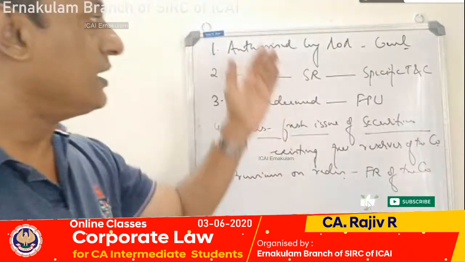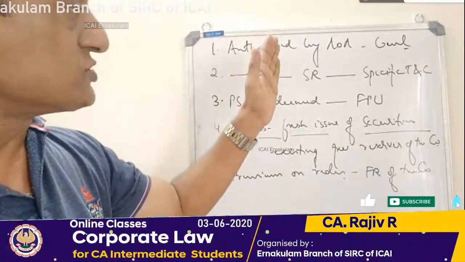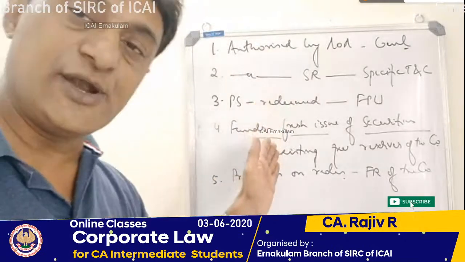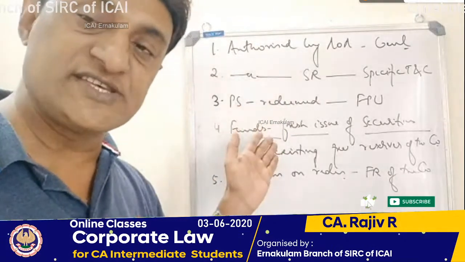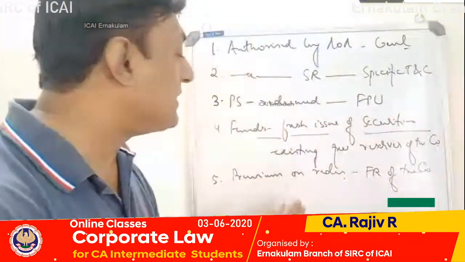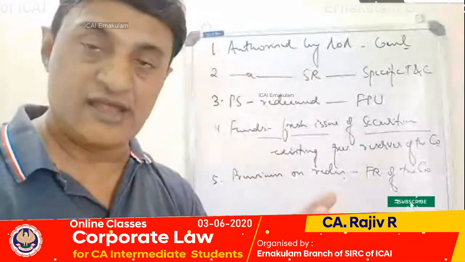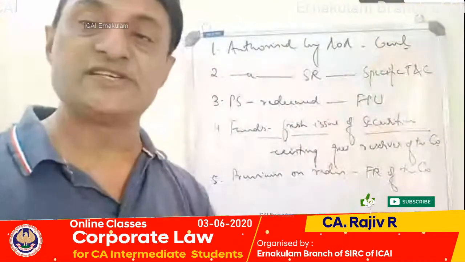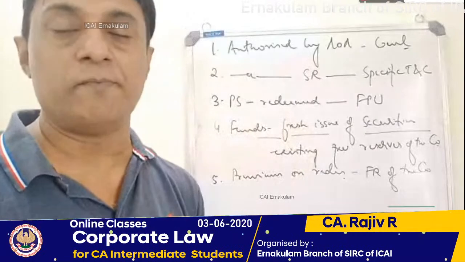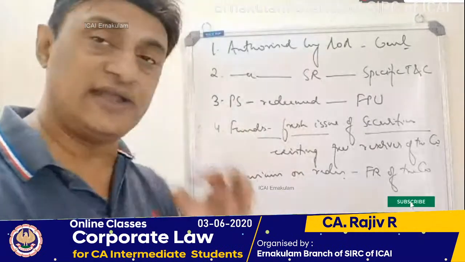Right? Number one, articles. Number two, special resolution. Number three, fully paid up. Number four, either out of a fresh issue or out of existing free reserves, otherwise available for distributing dividends. And number five, the premium on redemption, funded out of existing free reserves of the company, but not the securities premium account. Now, there's one last condition.